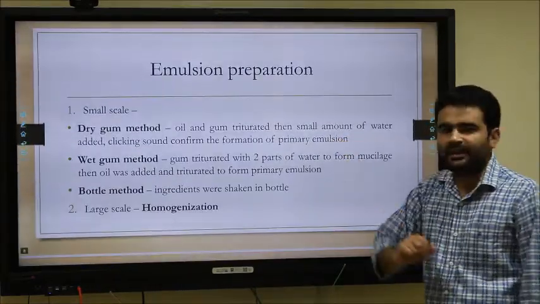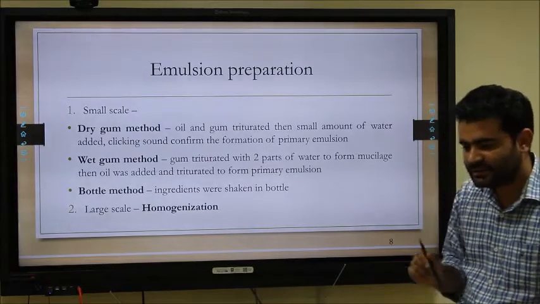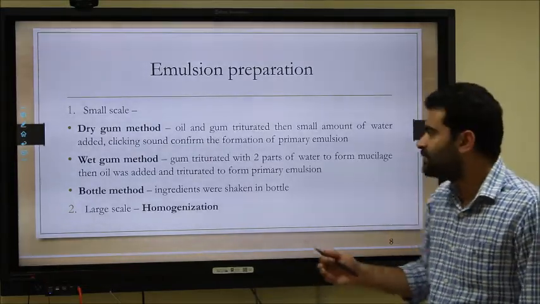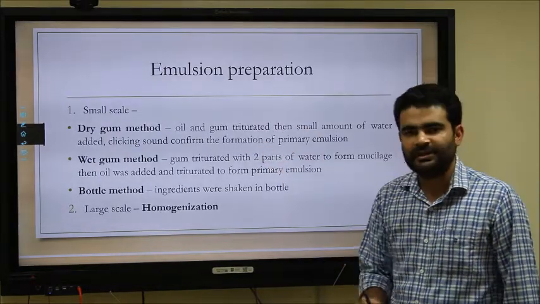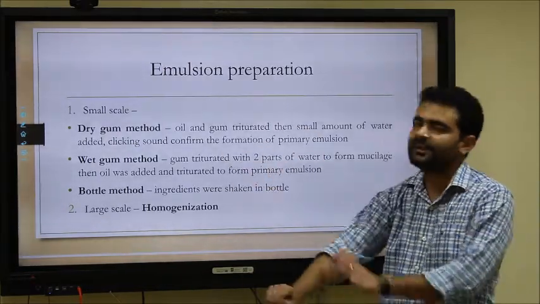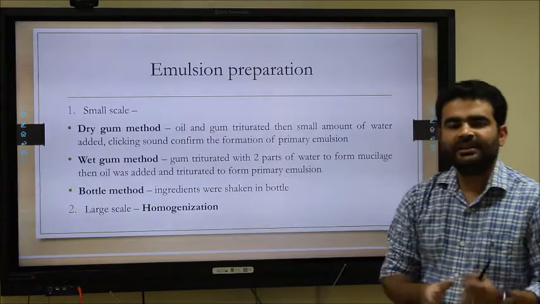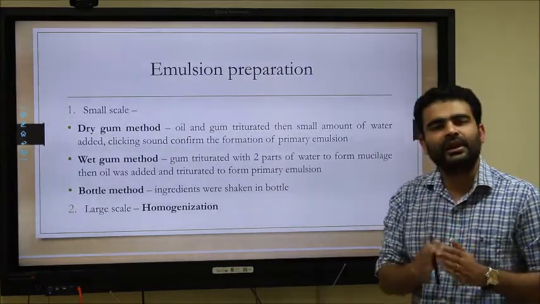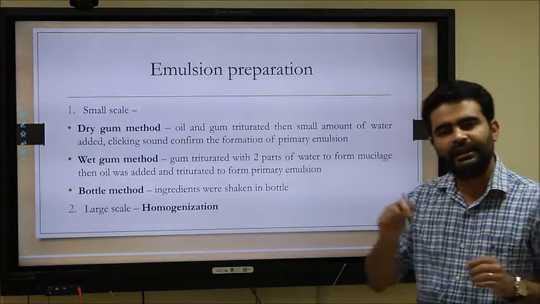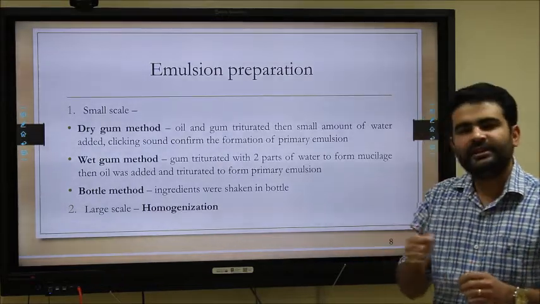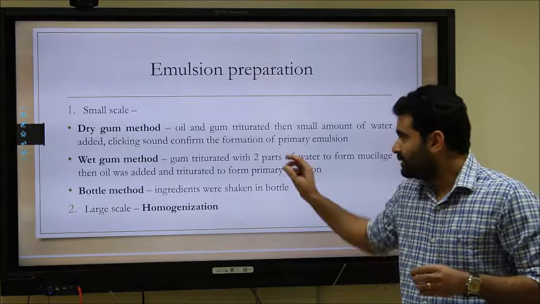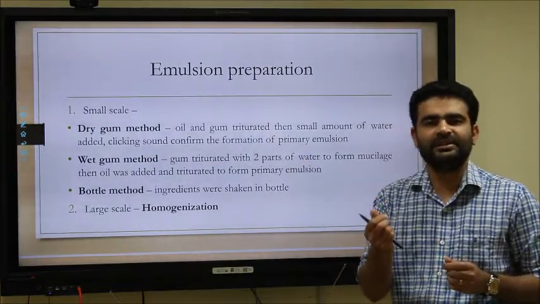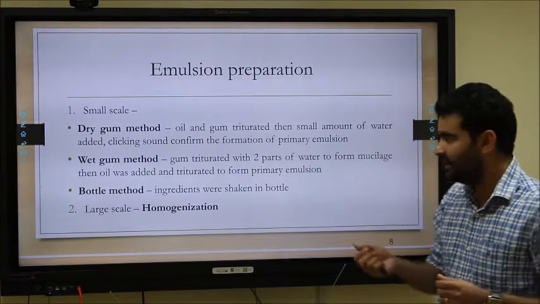Now next is the emulsion preparations. How are emulsions prepared? In laboratory practice or in small scale preparation practice, there are 3 methods of preparation, of which the first one is the dry gum method. In this dry gum method, oil and gum are triturated together with a small amount of water in a mortar vessel. Upon mixing, a very consistent, very viscous paste-like consistency occurs.